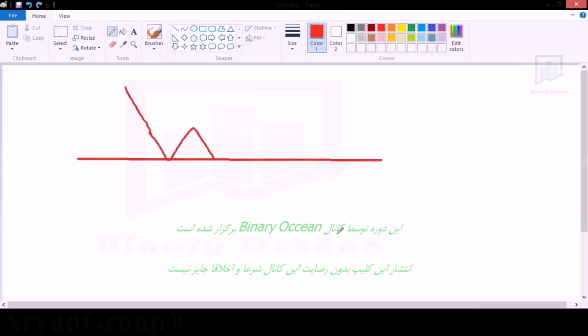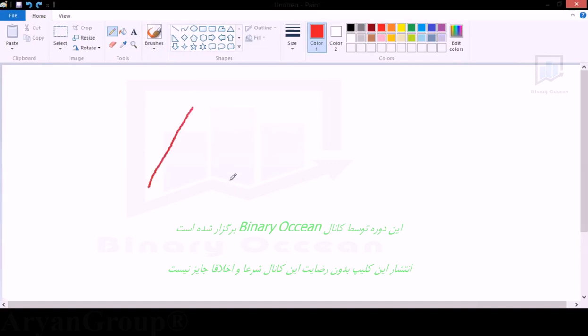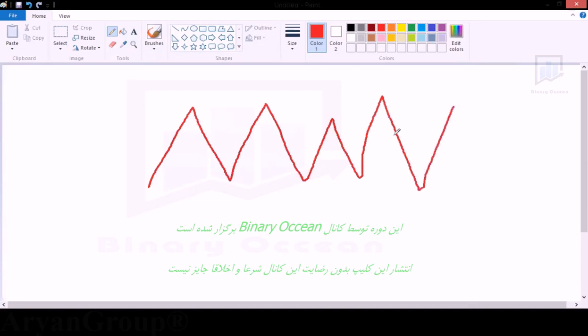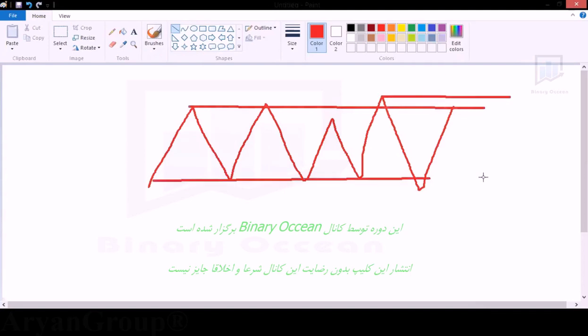Or if the market is ranging like this, then you need to draw an SNR level like this, an SNR level like this. Okay, an SNR level.